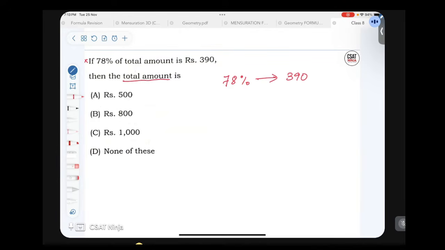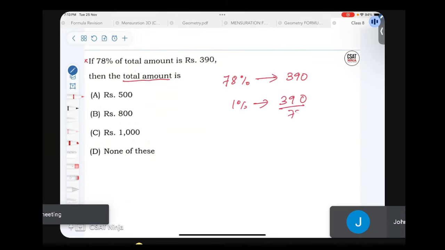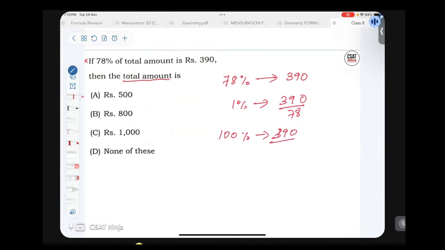Total amount means what? 100%, right? So 1% is how much here? 1% is 390 divided by 78. If I want to find 100%, I'll just multiply by 100. So multiplying by 100 on both sides, 390 divided by 78 into 100. If you cut this, 39 ones are 39, 39 twos are 78, so we get 5. 5 into 100 is 500. We are getting our answer as 500, which is option A. I hope we are clear with this.